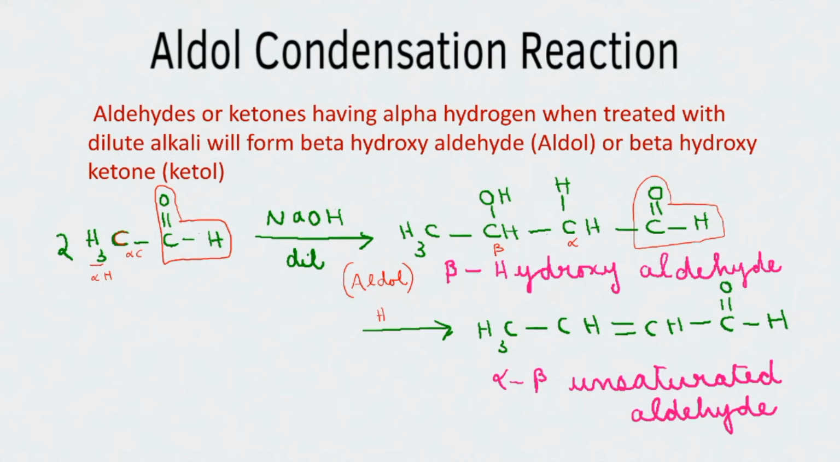If the compound obtained is heated in the presence of some dilute acid, what will happen? Readily, one molecule of water will be eliminated and you will get an unsaturation between the alpha and beta carbon atoms. So you will get an alpha beta unsaturated aldehyde. As this reaction is associated with the elimination of a small molecule like water, it is also known as the aldol condensation reaction. Got it? Yes.